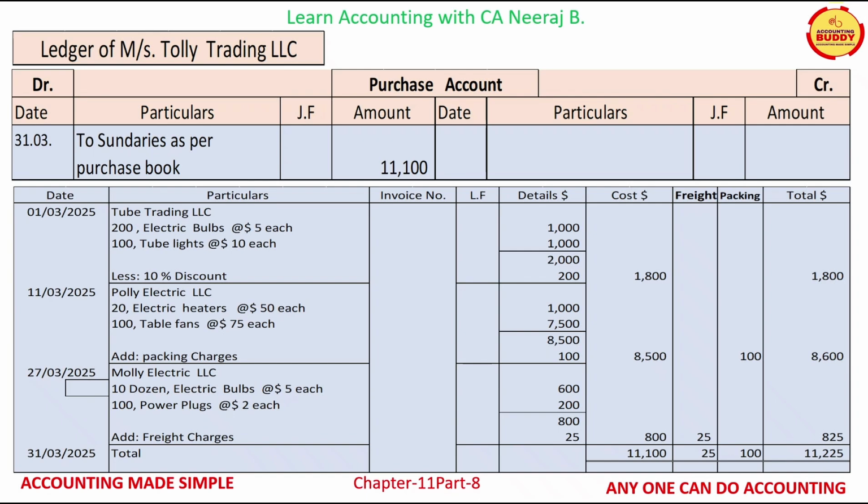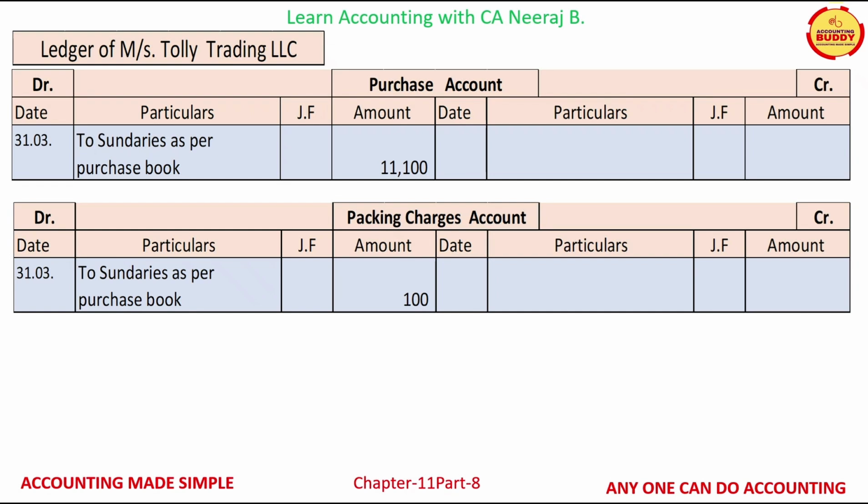At the end of the month, the purchase book is totaled, and on the last day of the month, that is 31st March 25, the entry will be posted in the purchase account on the debit side by writing the words "to sundries as per purchase book" for $11,100. Next, the ledger account in which we need to do the posting is that of packing charges.